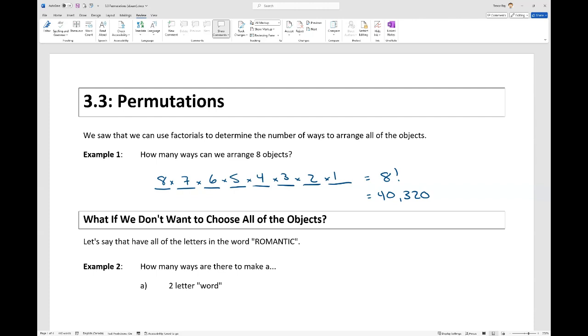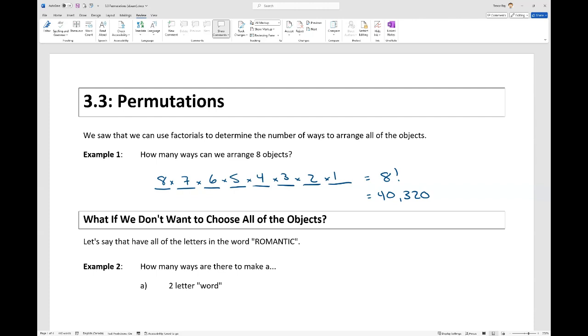Now we're moving into something called a permutation, which is a very similar idea. We're still taking things and rearranging them into certain orders. The only difference is now we don't necessarily want to take all of the objects. In that example, we were taking 8 objects and arranging all 8. Now we're going to take 8 objects, but we're only going to arrange a few of them.